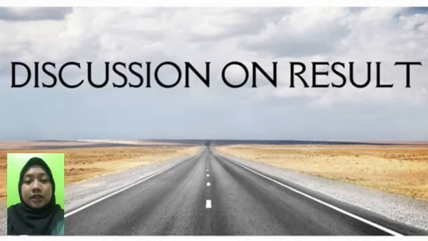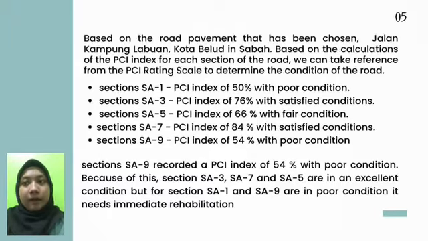For the discussion of results, based on the road pavement that has been chosen at Jalan Kampung Labuan, Kota Belud, Sabah, for the calculation of PCI for each section of the road, we can take reference from the PCI rating scale to determine the condition of the road. For section 1, the PCI index is 50%, which is in poor condition. For section 3, the PCI index is 76%, which is a satisfied condition.